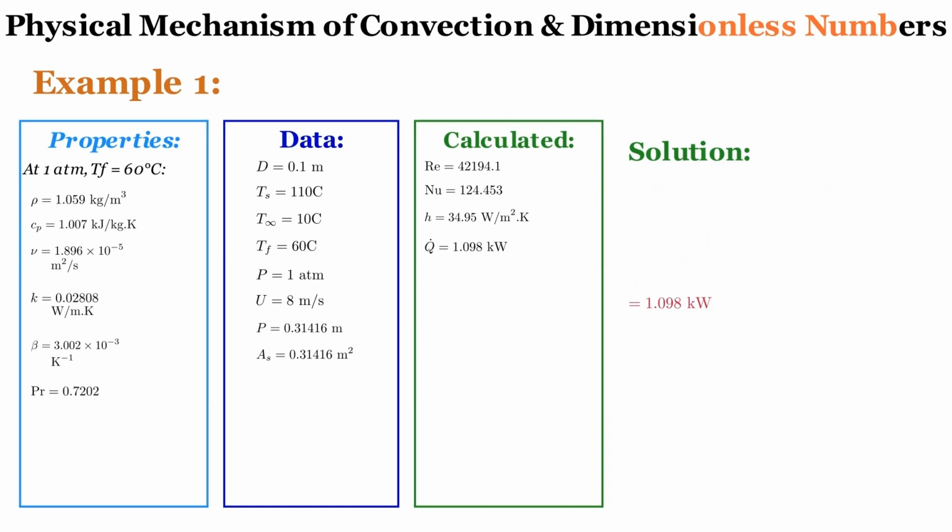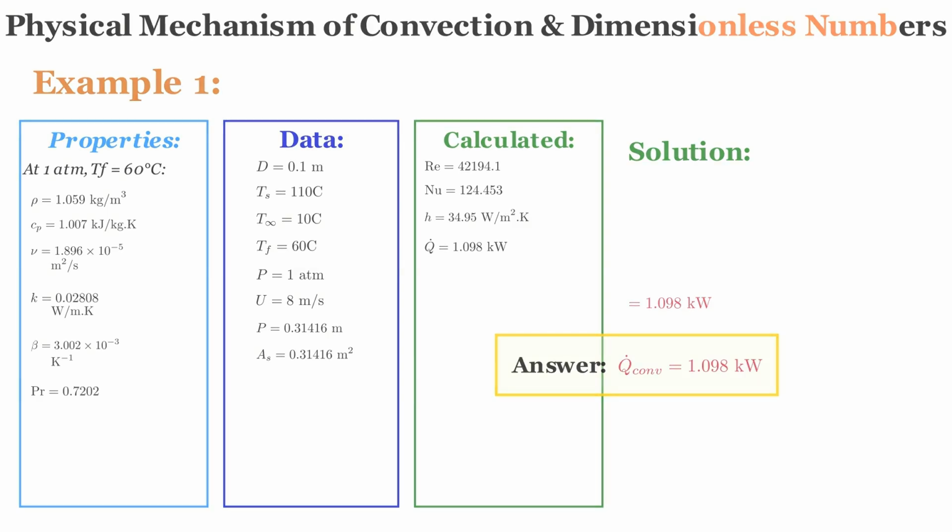And there's our answer. The convective heat loss from the pipe is 1.098 kilowatts per meter. This means for every meter of pipe exposed to the wind, the pipe loses about 1.1 kilowatts of thermal energy to the surrounding air through forced convection. Excellent work. Now, let's move on to example 2, where we'll apply these concepts to a different scenario.